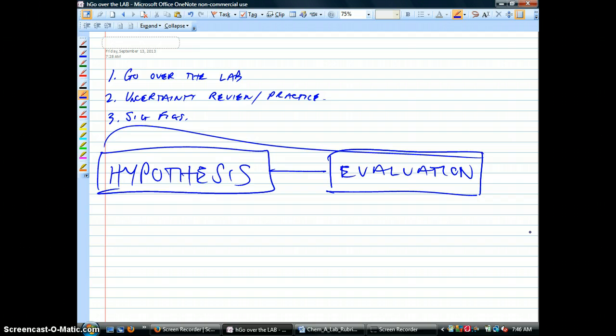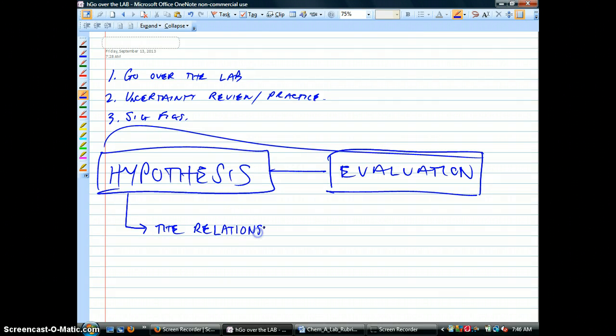So let's take an example. An example of a hypothesis for this lab would be the relationship. So it can simply be a statement. The hypothesis can just be a statement. It does not have to be an argument. It doesn't have to tell me why you think this, because maybe you just made a random guess, and that's okay.